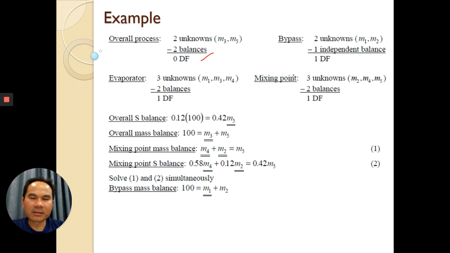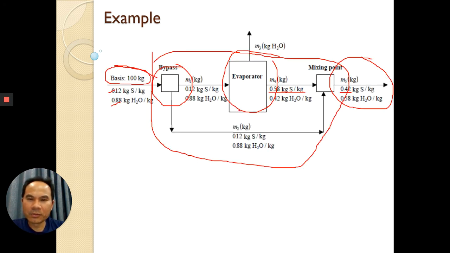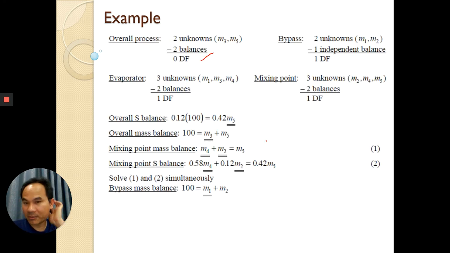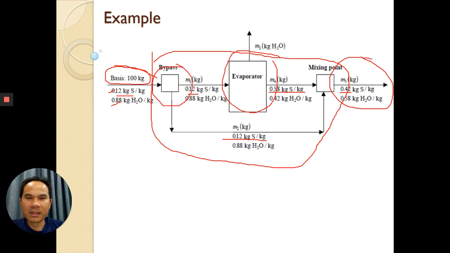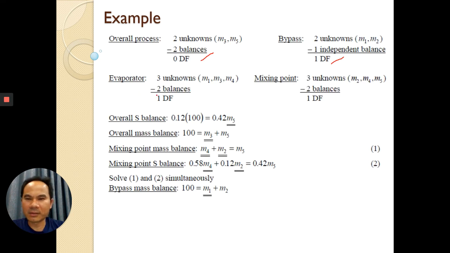Sorry, not. We have two unknowns, but only one balance equation. That is because the streams have the same composition, so we have only one independent equation. You can balance on water or solid, but only one independent equation. For that case, we have one degree of freedom and you cannot solve the bypass yet. Then for the evaporator, the unknowns are M1, M3, M4. We have three unknowns, two balances and one degree of freedom, so you cannot solve it.